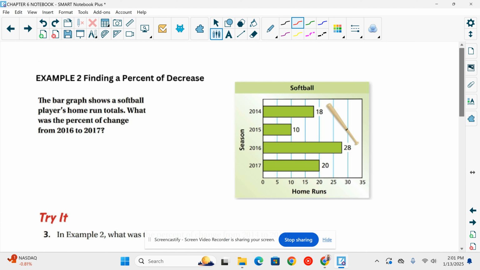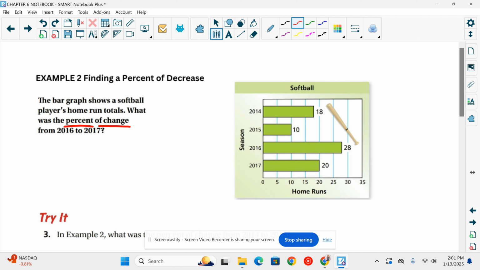All right, example 2 says finding a percent of decrease. It says the bar graph shows a softball player's home run totals. What was the percent of change from 2016 to 2017? So we're looking for what percent of change. Percent tells me I'm making a percent box. Change tells me I'm making a percent box that's got the change with it. I'm only looking at what 2 years?